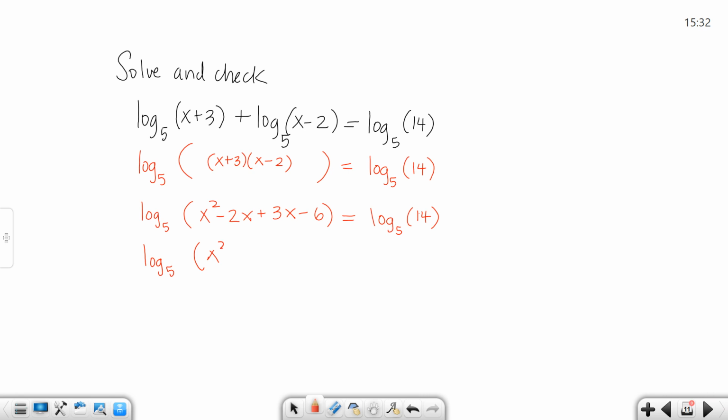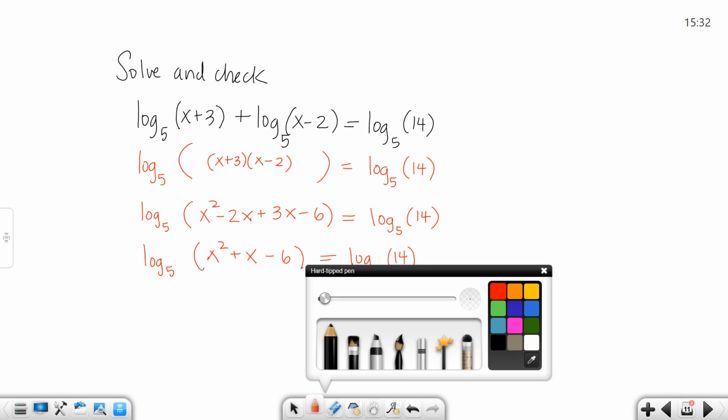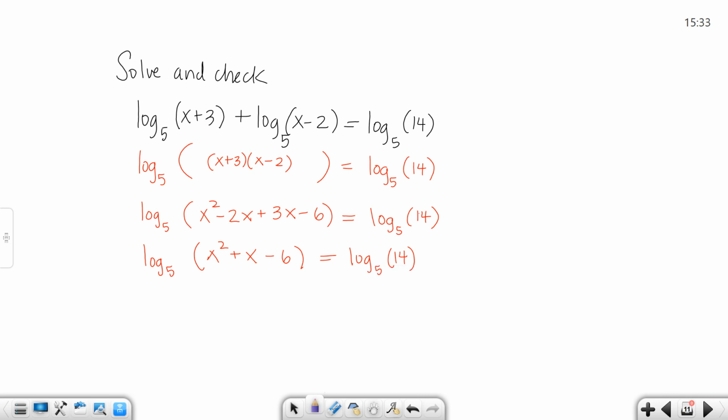Go ahead and simplify. At this point, I have a single log on both sides. That's what I need. At this point, you have to decide, do you make circles or do you set pieces equal? Since you have a log base 5 and a log base 5, all you have to do is set these 2 components equal. Of course, log base 5 equals log base 5, so what's behind them must equal as well.